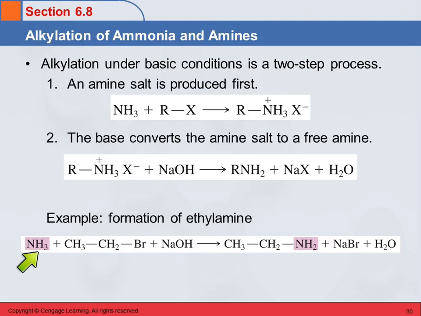The example here is the formation of ethylamine. So here we have ammonia and ethyl bromide. The ethyl group of the ethyl bromide gets transferred to the ammonia. Because it's in a basic solution, we then get the free amine, the ethylamine.